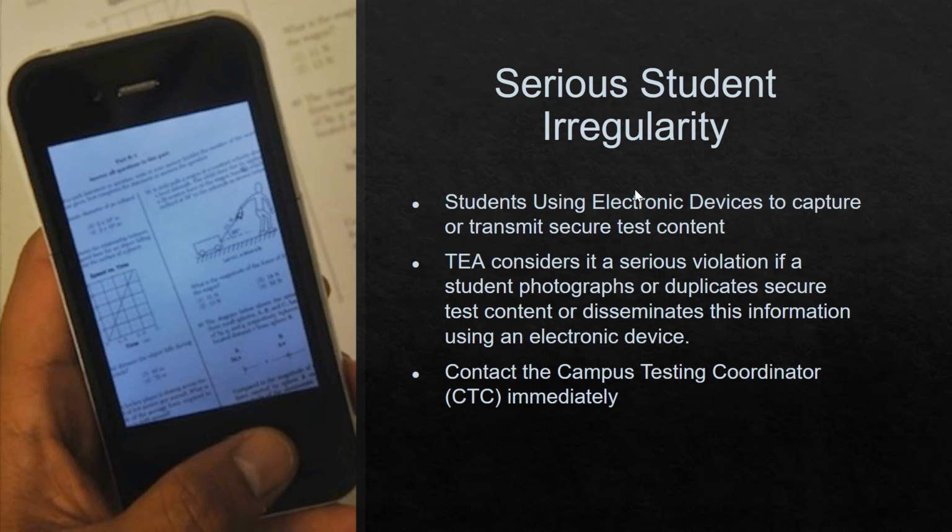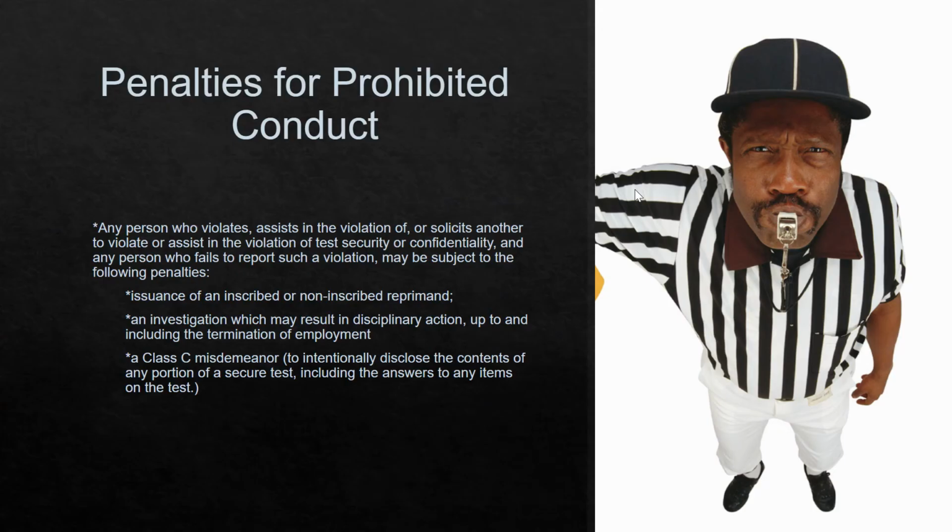Serious irregularities: if a student is using their own electronic device and they capture or transmit secure test content, that is definitely a serious violation. If they actually photograph or duplicate any of those test contents, if you see a cell phone out and you hear kids talking about the test and test questions and sharing it with each other, you need to contact the campus testing coordinator immediately. Unfortunately, like I said, there are repercussions. Any person who violates our test security and confidentiality rules can face some serious repercussions, for lack of better words.